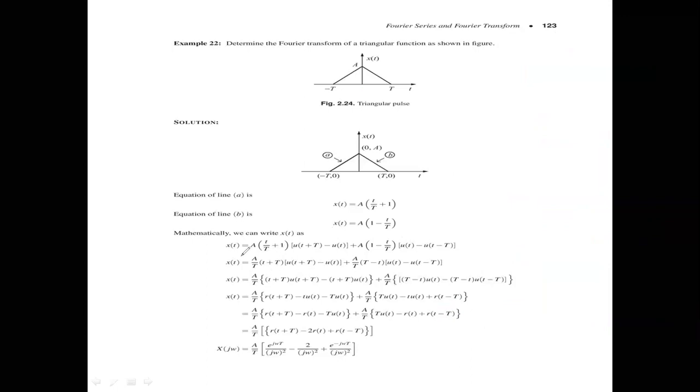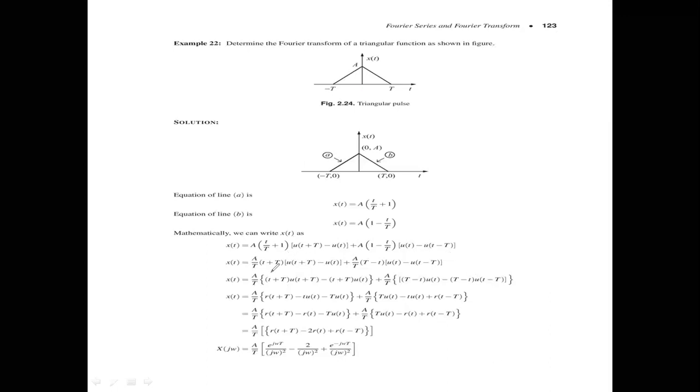Why am I taking the T outside and multiplying it? Here, taking 1/T as a common term, we get T plus capital T and the same function. And here also, taking T as a common term, capital T minus T times mu of t, and rewrite this expression.